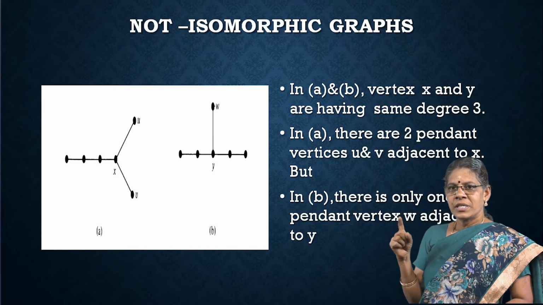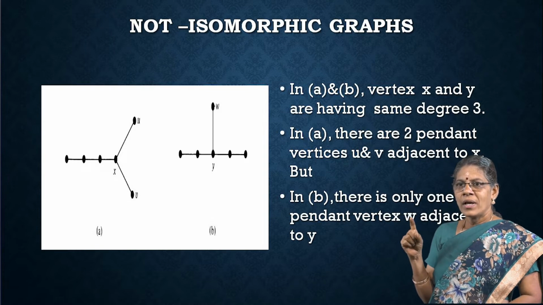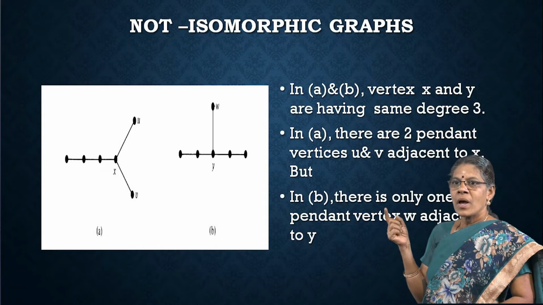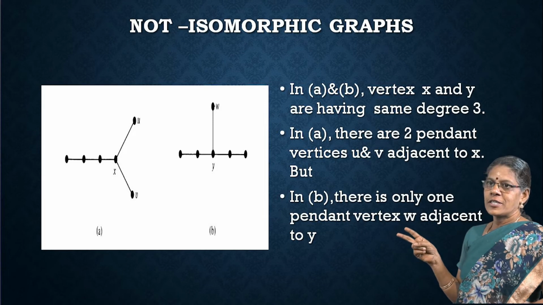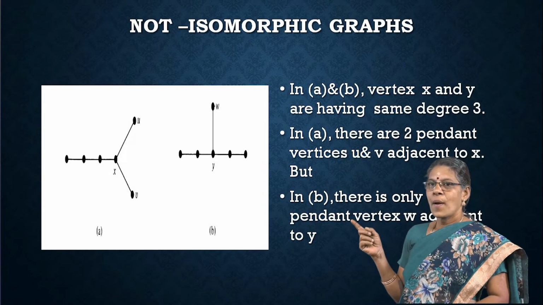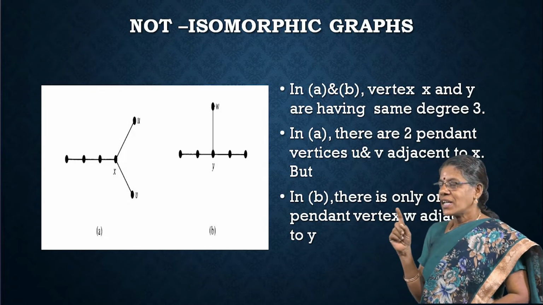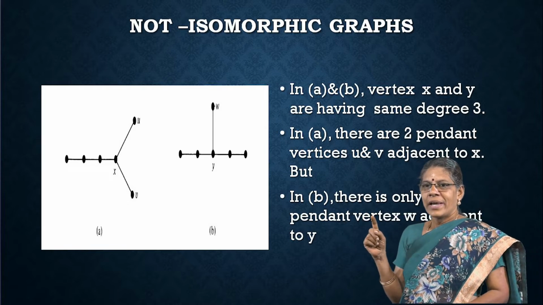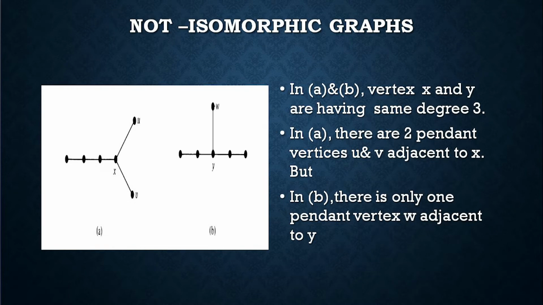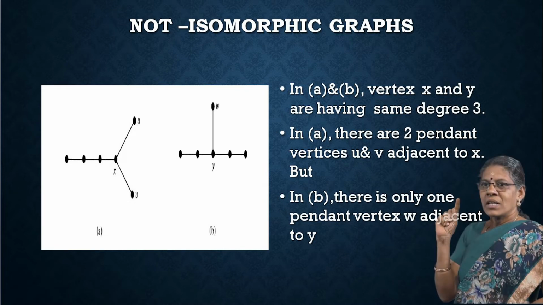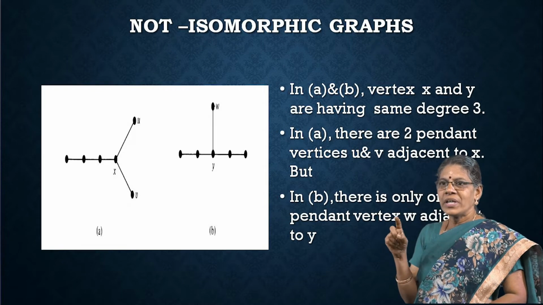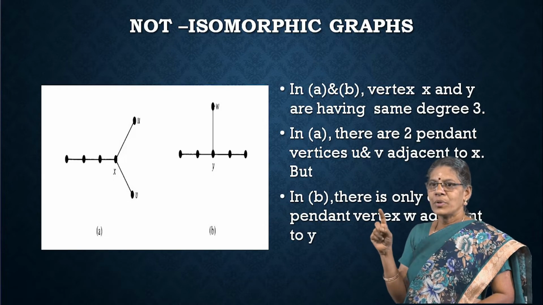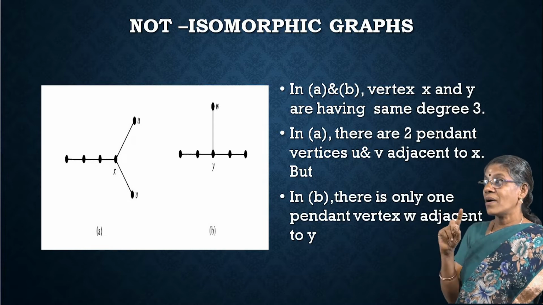So see that these three are non-isomorphic. Why? In A and B, vertices X and Y have the same degree 3. In A, there are two pendant vertices, U and V, adjacent to X. But in B, there is only one pendant vertex, W, adjacent to Y. So these two are non-isomorphic graphs.